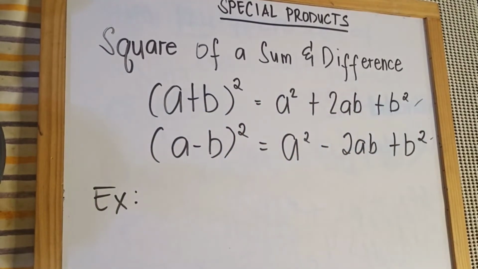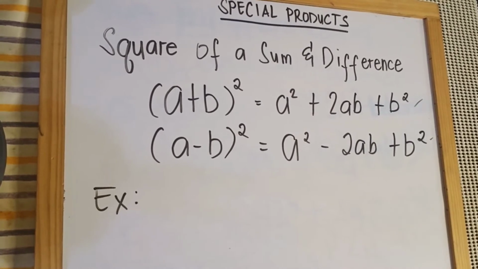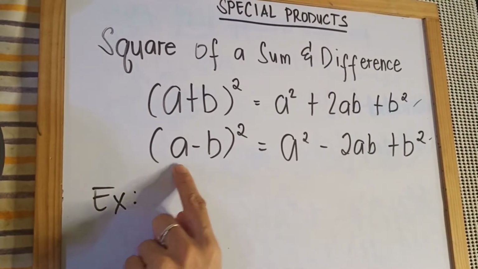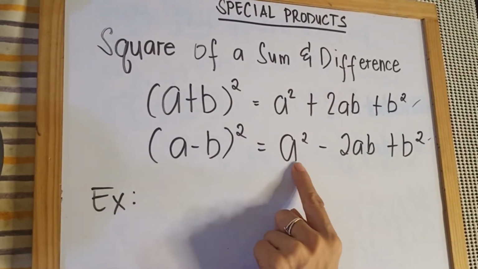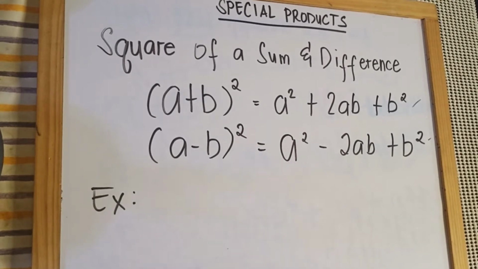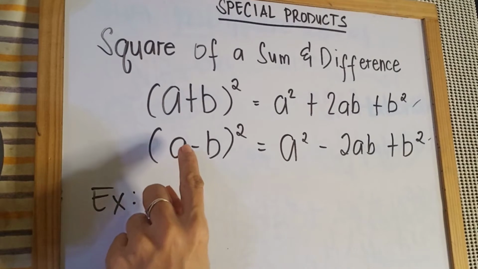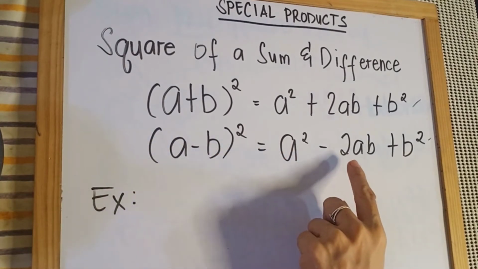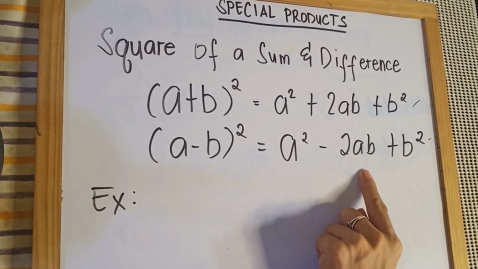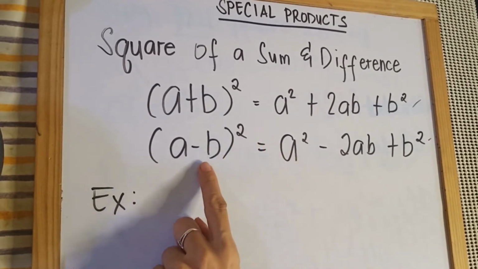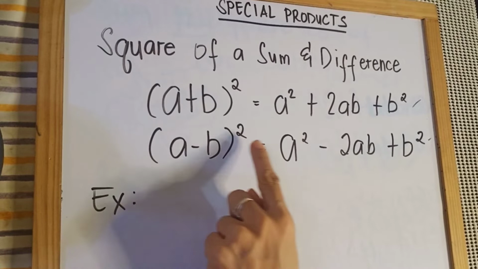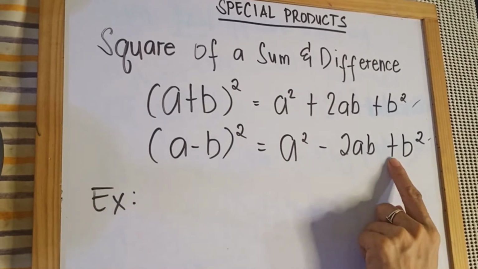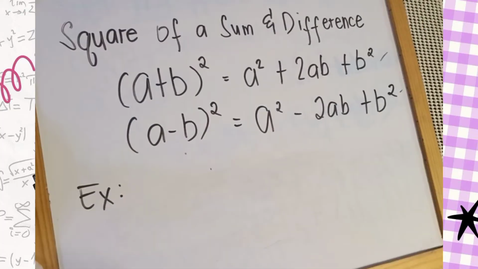And if it is a square of a difference, same process. So square of the first term, A squared. And then twice the product of the first and last term. So that's 2 times A negative B, so that will become negative 2AB. And then the square of the last term, so negative B squared, that will become positive B squared.